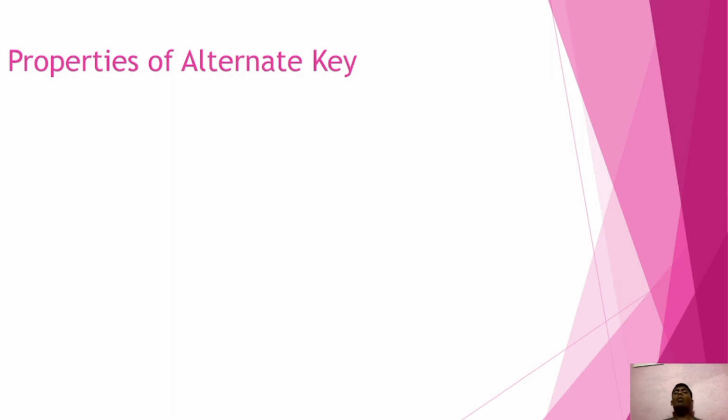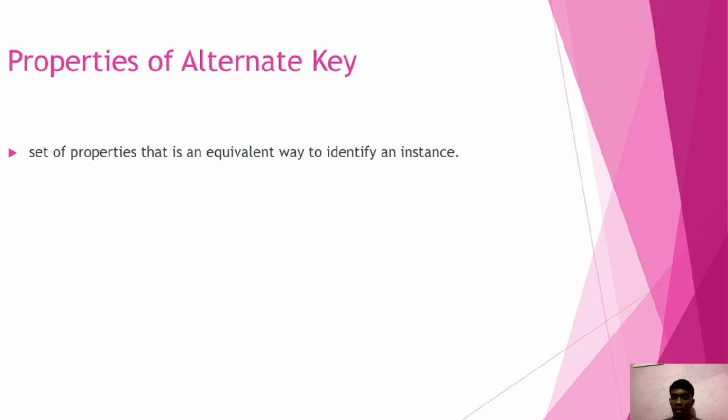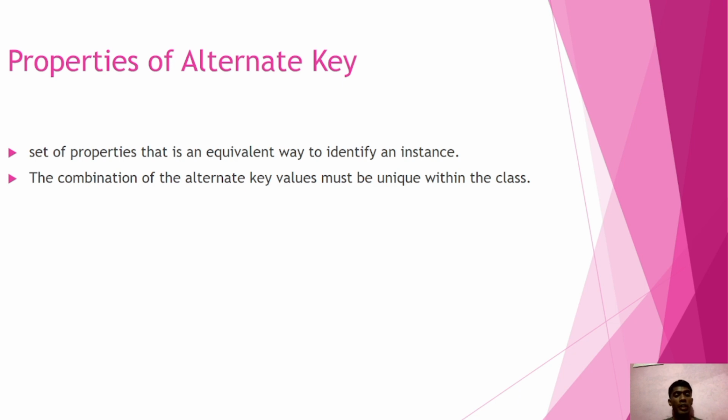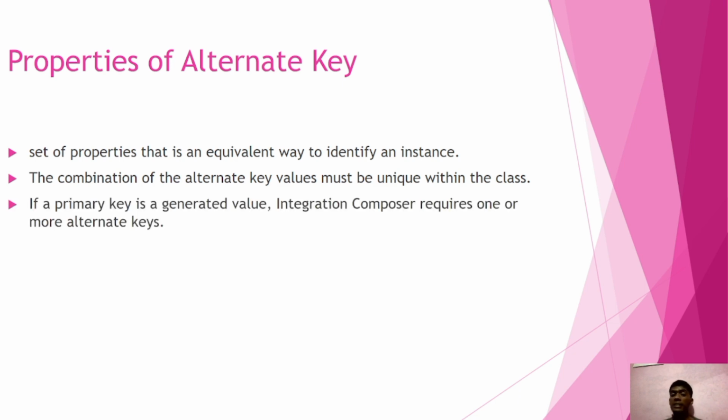Next, properties of the alternate key. What are the properties of the alternate key? A set of properties is an equality way of identifying this; the combination of alternate key values must be unique within the class. A primary key is a generated value and integrated composite required on one or more alternate keys.